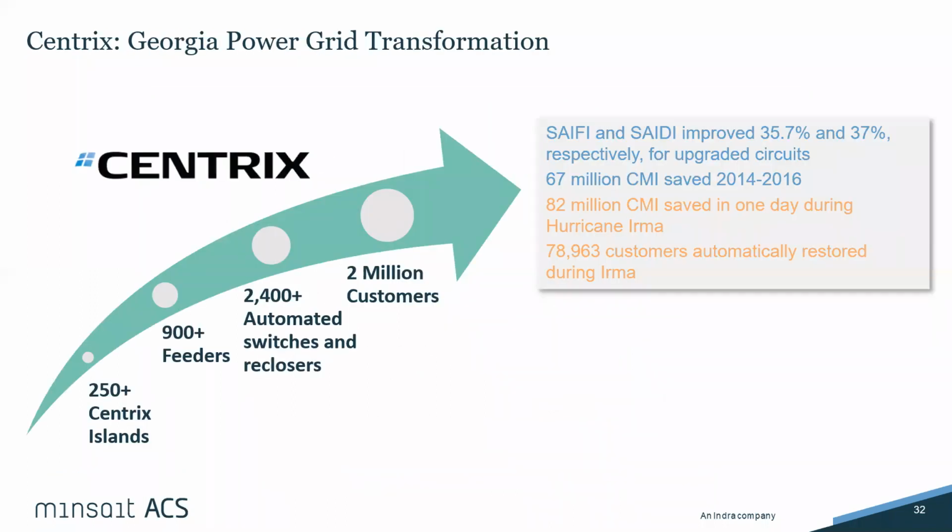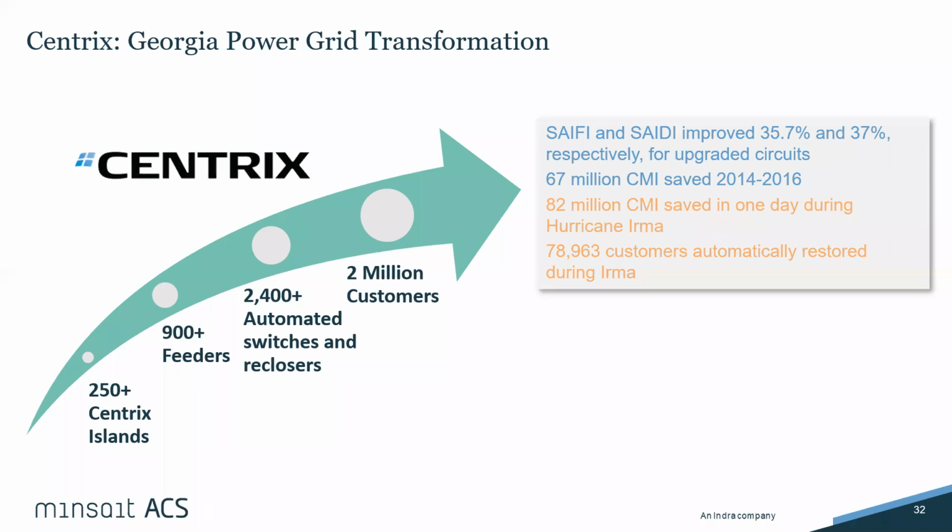And then we'll talk specifically about our largest Centrex deployment, which is Georgia Power. They started this in 2012, and they've scaled it from just a handful of feeders to over 900 feeders now, serving over 2 million customers. They've even seen improvements in their SAIFI and SAIDI, both of them by over 35% on the circuits that they've upgraded.